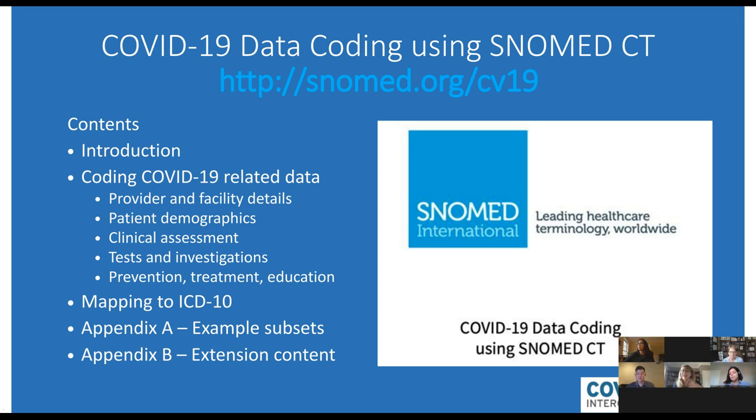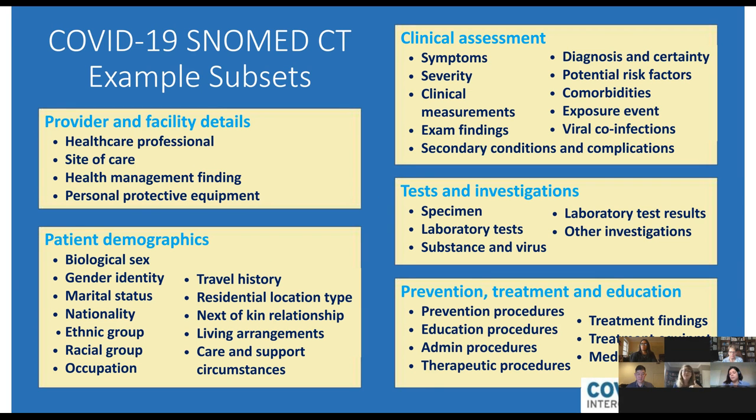Here are the chapters in the guide. The main section contains the example subsets, and then the next section describes the maps from SNOMED CT to ICD-10. Appendix A then allows you to download the subsets in 2 alternative formats, and Appendix B provides some example national extension content.